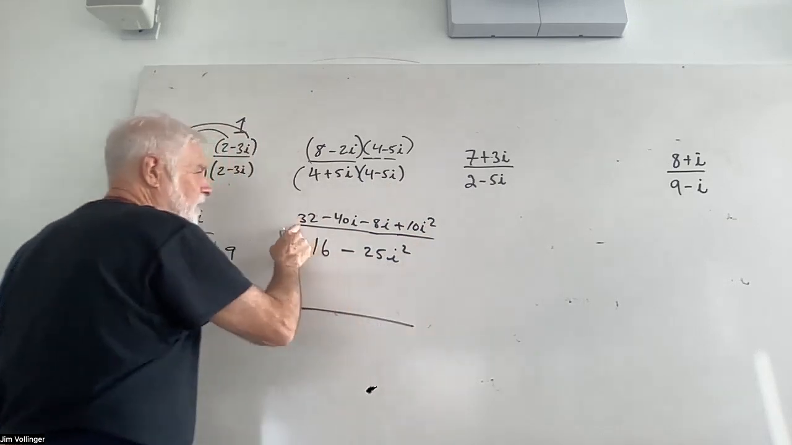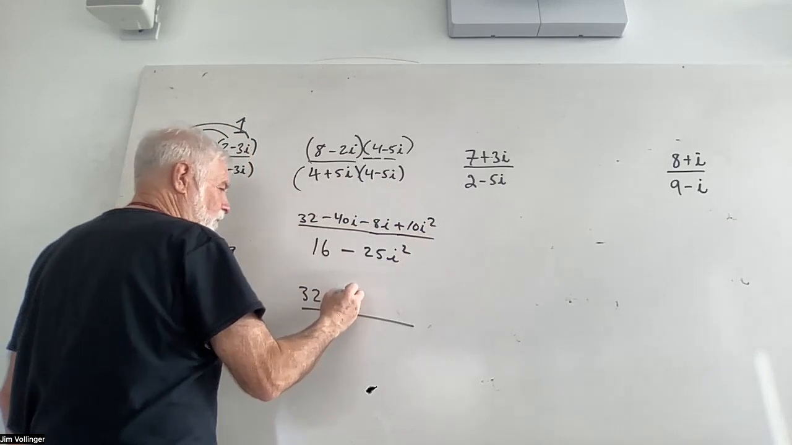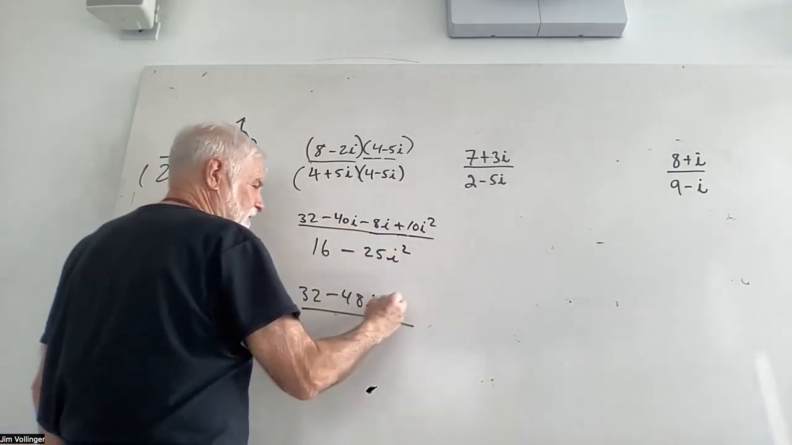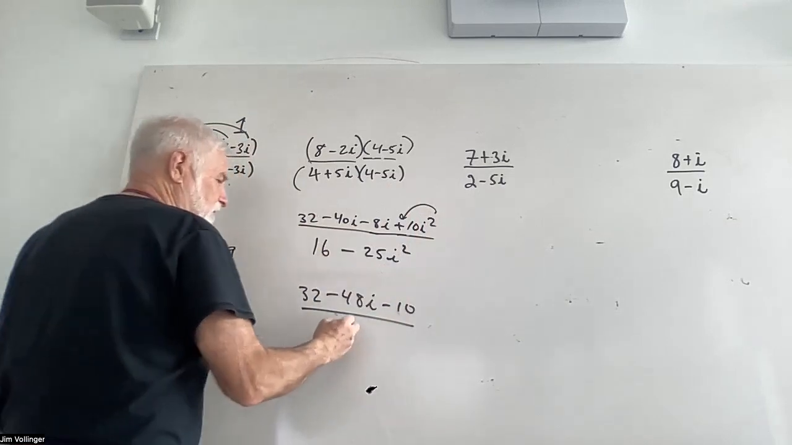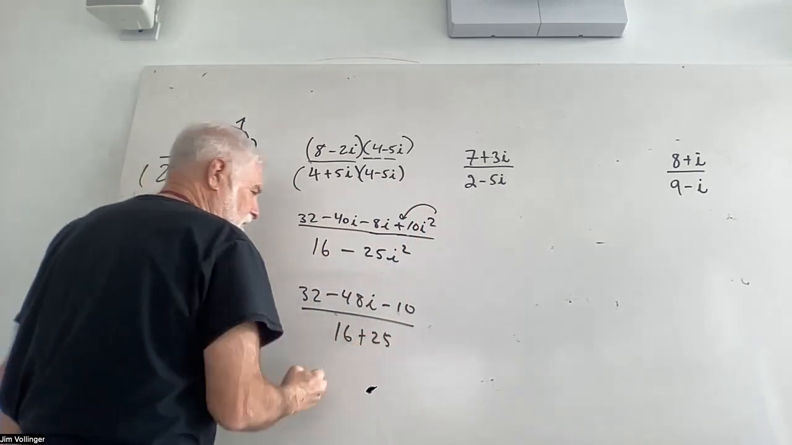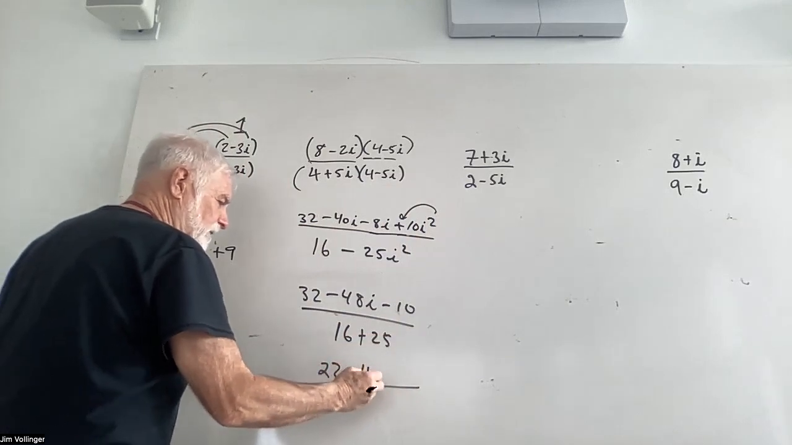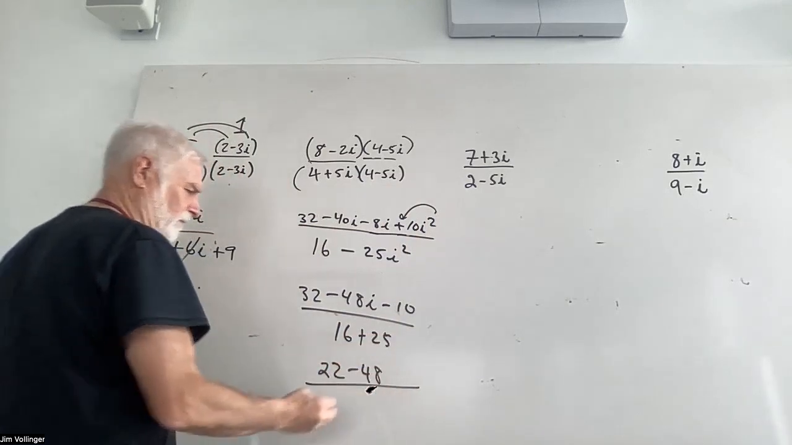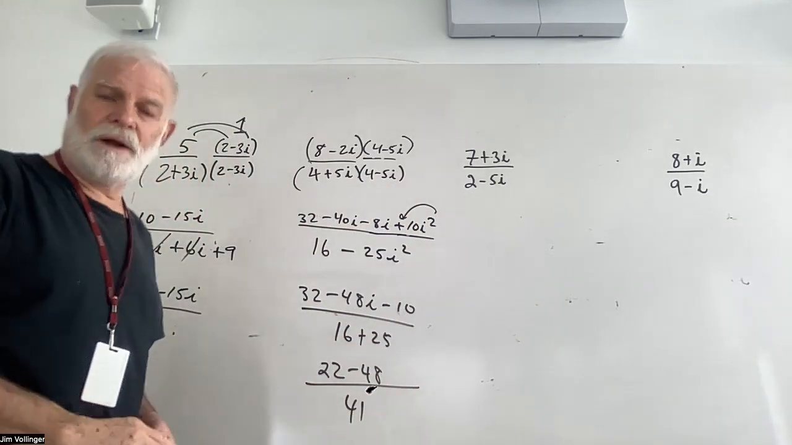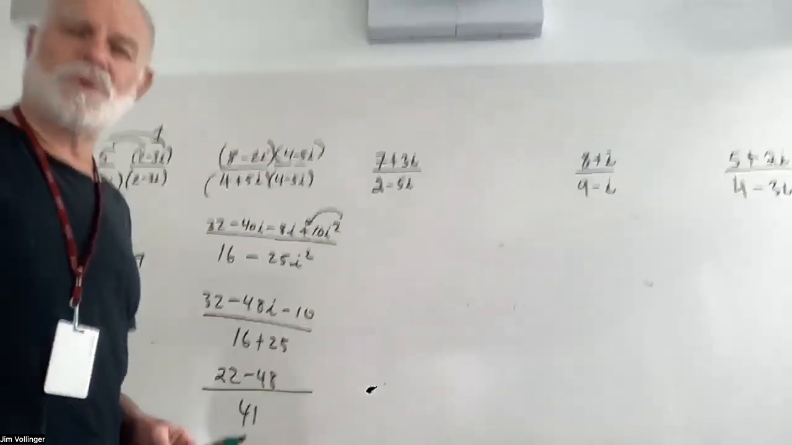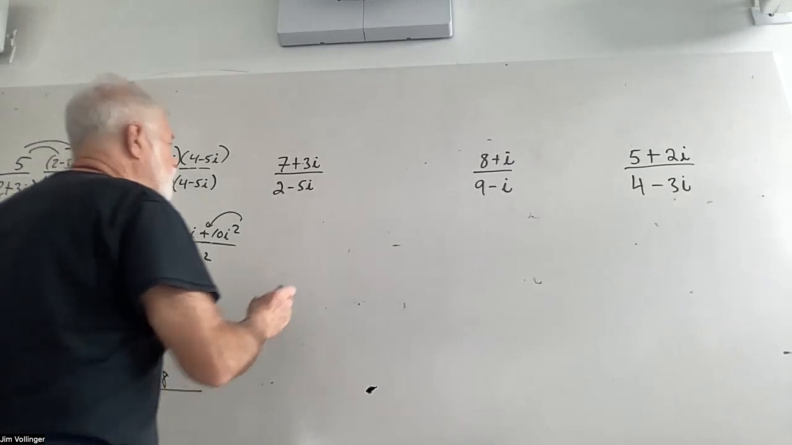All right, so 32, 10i, I guess I'll write these out for now. Minus 48i minus 10, right? This is a sign changer, i squared. And we get 16 plus 25. And therefore, we get 32 minus 10 is 22, minus 48i over 41. No common factors. We're all done. We're going to look at our answers at the end and see where we can take a shortcut or two. And I'll do one for you with the shortcut.